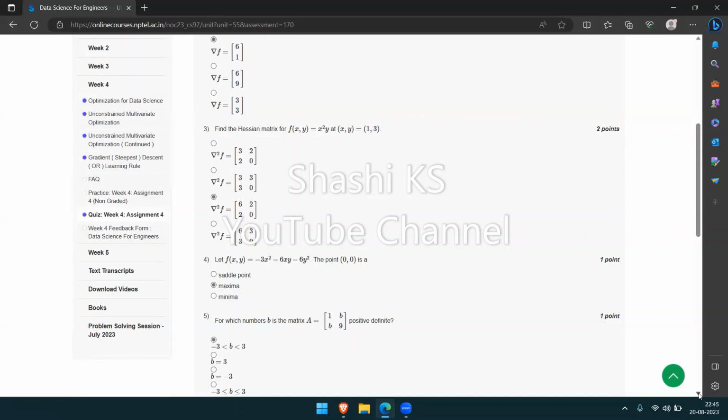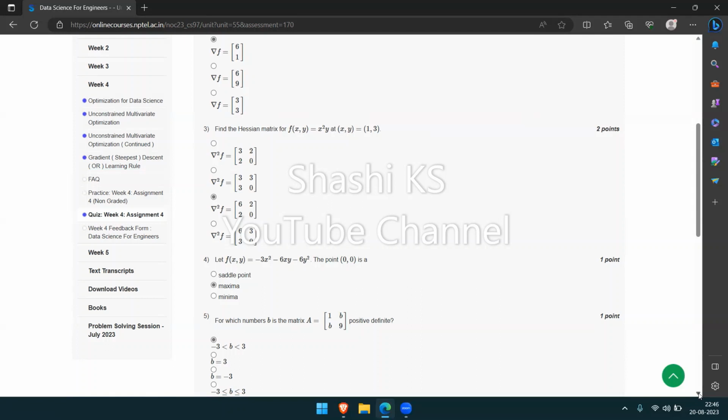And when we substitute all of the values, we'd be getting fxx is minus 6 and fyy is minus 12. We will be multiplying both of it and we'll be getting 72. And fxy would be minus 6, the whole square, which would be 36. So d would be 72 minus 36, which is 36.